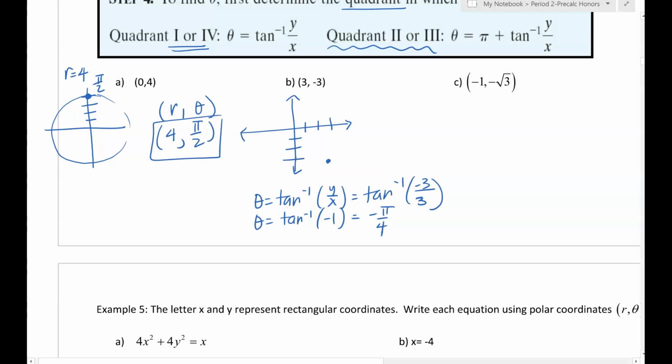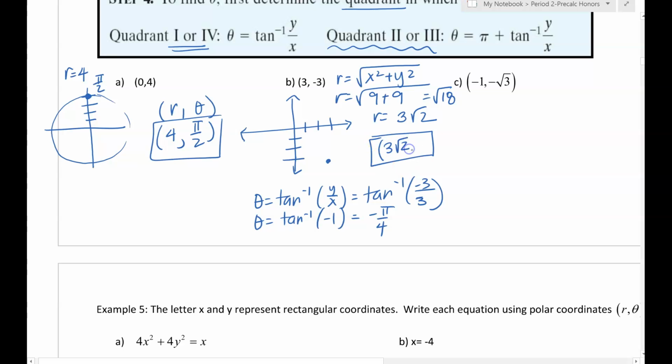Now let's find the radius. To find the radius, we will use r equals the square root of x squared plus y squared. The radius is going to be 3 squared, which is 9, plus the quantity negative 3 squared, which is also 9. So that will give me the square root of 18. 18 is going to be simplified down to 3 rad 2. So I have an answer. Remember, it's always radius comma theta. So radius is 3 rad 2, theta is going to be negative pi over 4. I need a bit more space in that box. There you go.